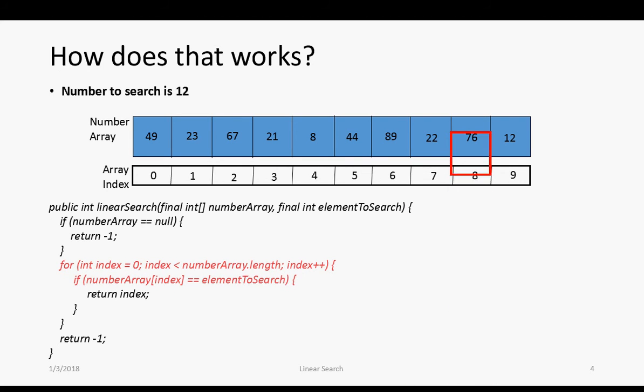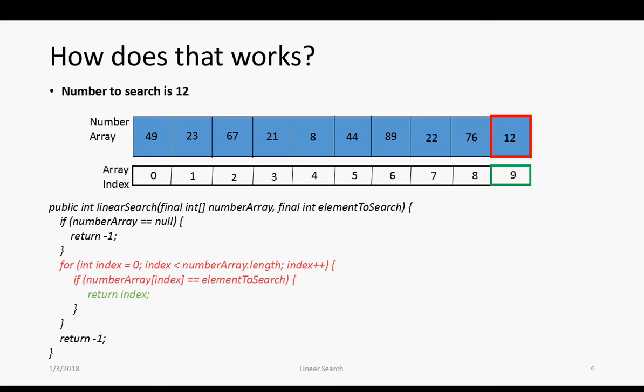So at present we are on the 8th index. Now we increment the index to 9 and we are going to check whether the number at the 9th location is equal to 12. Yes, indeed it is. So what we are going to do is return that index.